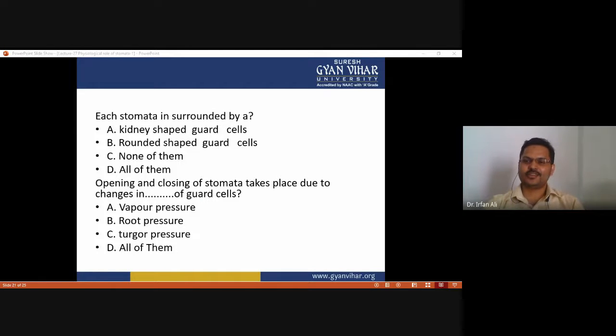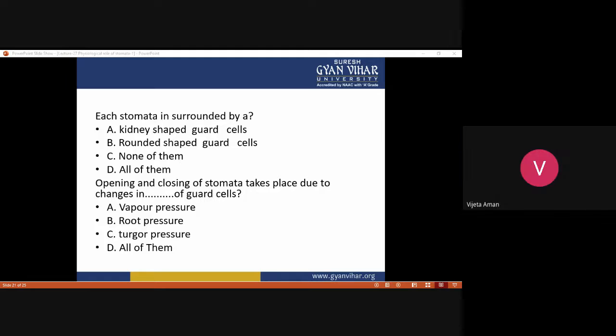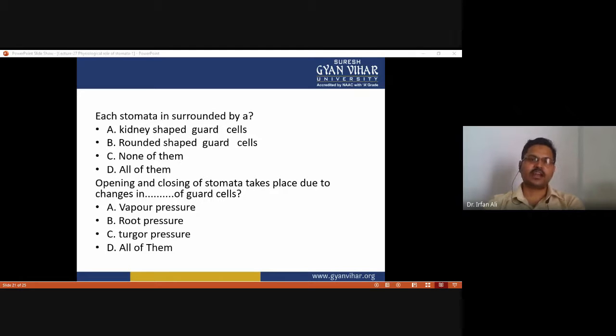Yes, sir. Which is the correct answer? Each stomata is surrounded by kidney shaped guard cells or rounded shaped guard cells. Which is the shape? Kidney shaped guard cell. Correct. Kidney shaped guard cell, because guard cells are kidney shaped.